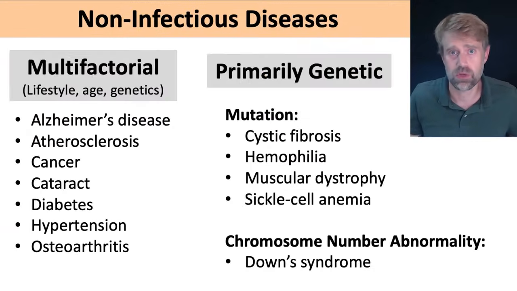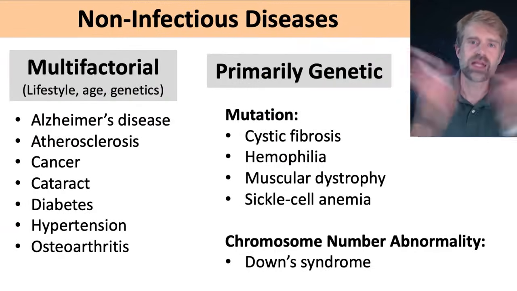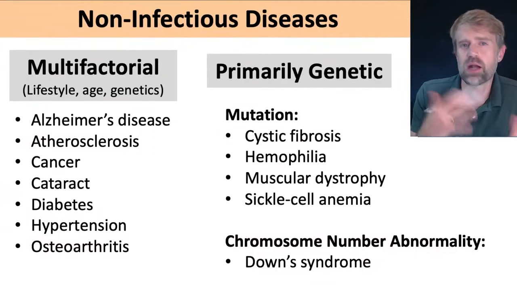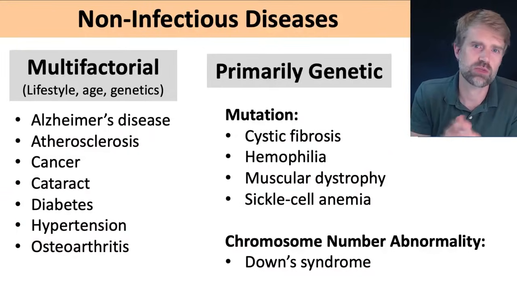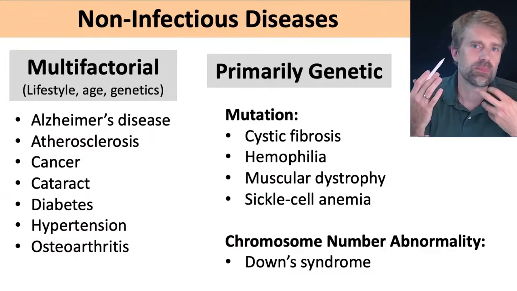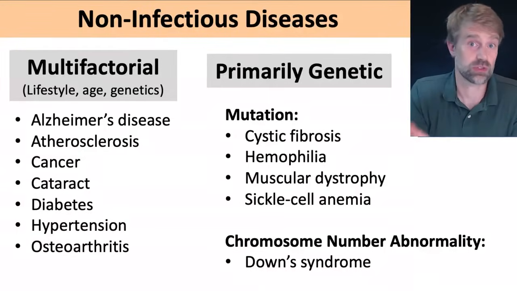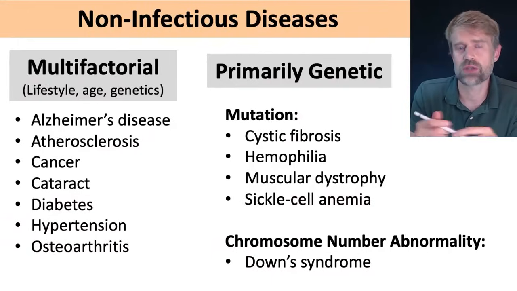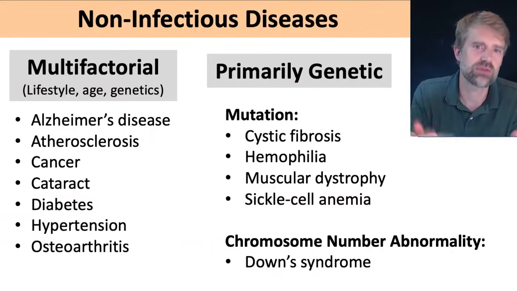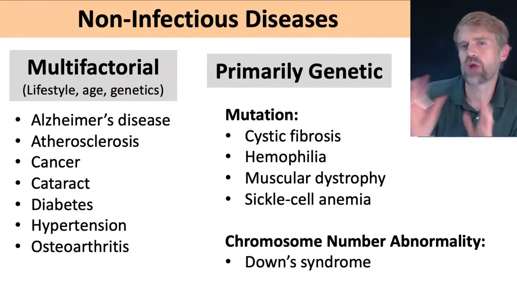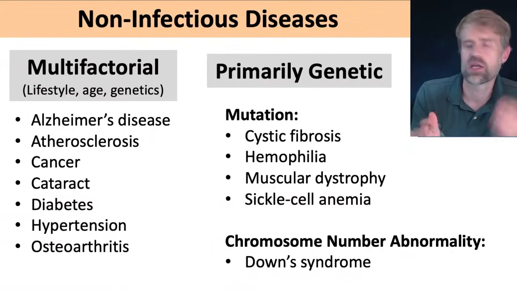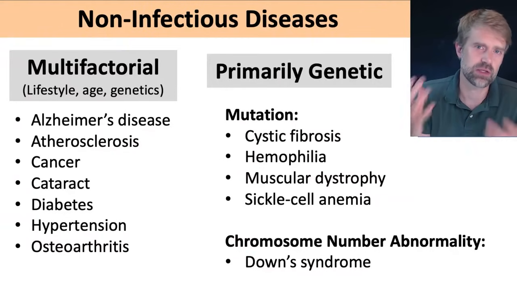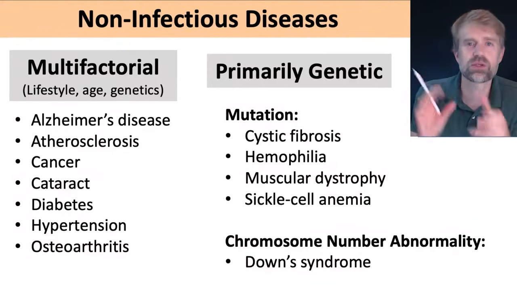What causes them? We can kind of break these into two groups. There are ones that are primarily genetic, and there are ones that are caused by a combination of lifestyle, age, and genetics. Alzheimer's, atherosclerosis, cancer, cataract, diabetes, hypertension, and osteoarthritis are usually caused by a combination of lifestyle, age, and genetics. But then there's stuff that's primarily genetic, caused by mutation: cystic fibrosis, hemophilia, muscular dystrophy, and sickle cell anemia. There's a mutation in the DNA.